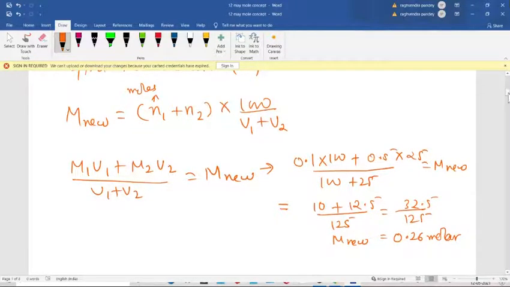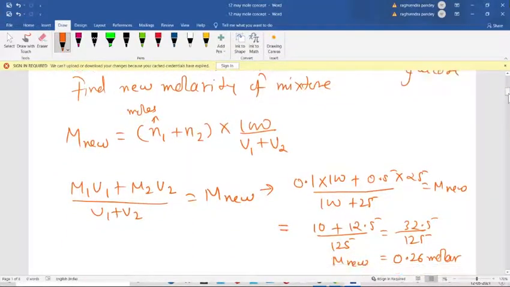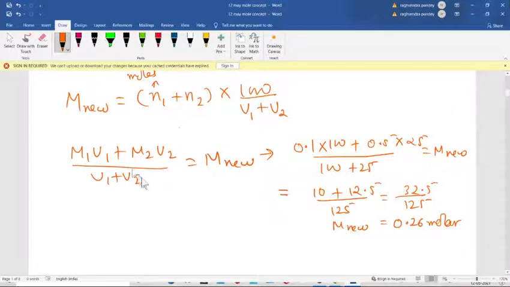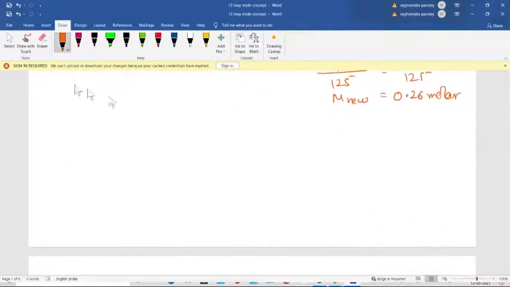So let's do one question for this. Are all of you getting this? This is just the formula, and you just have to put in the values. So now let's take a question for this one.